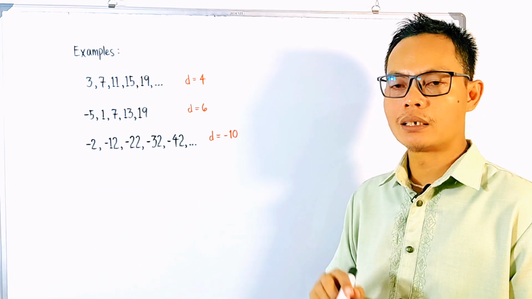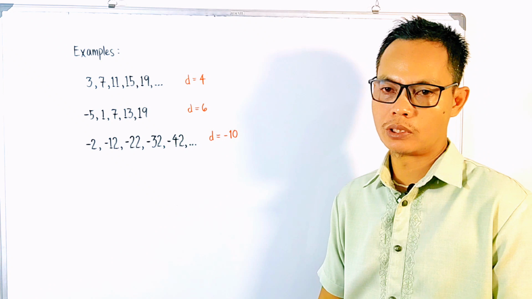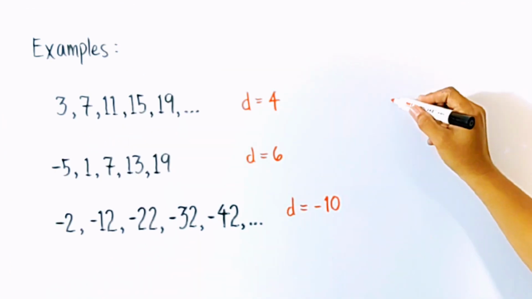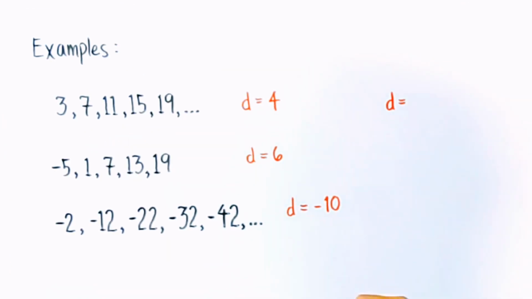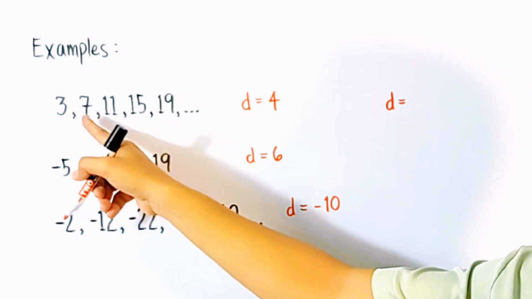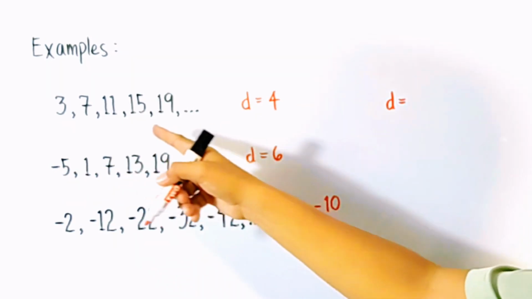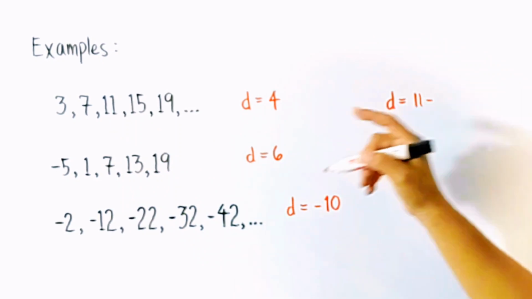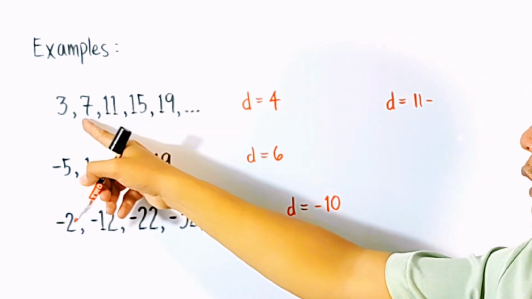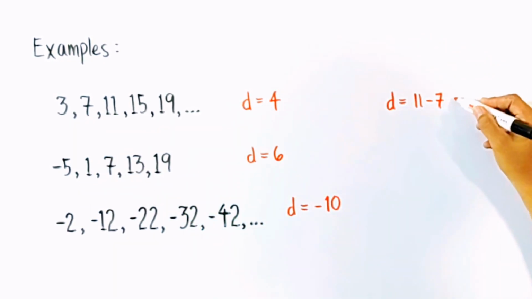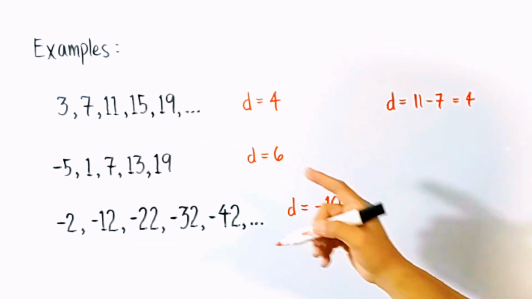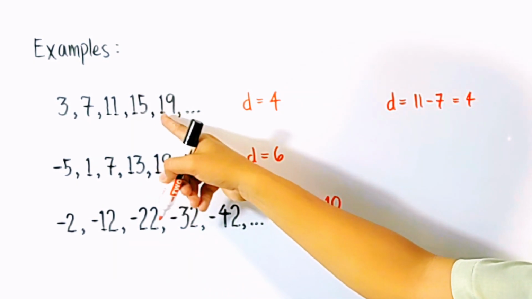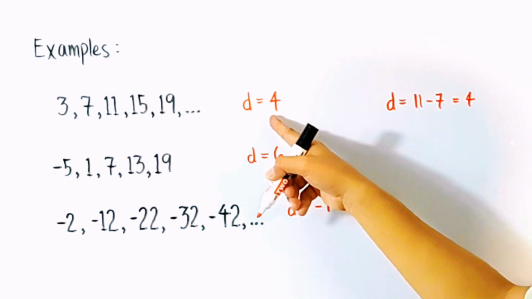What is the meaning of getting the common difference? Actually, to get the common difference you just need to pick a number here except the first term. For example, if we pick 11, you just subtract the term before it, which is 7. 11 minus 7, we get 4. Even if you pick 19 and subtract 15, you always get 4.